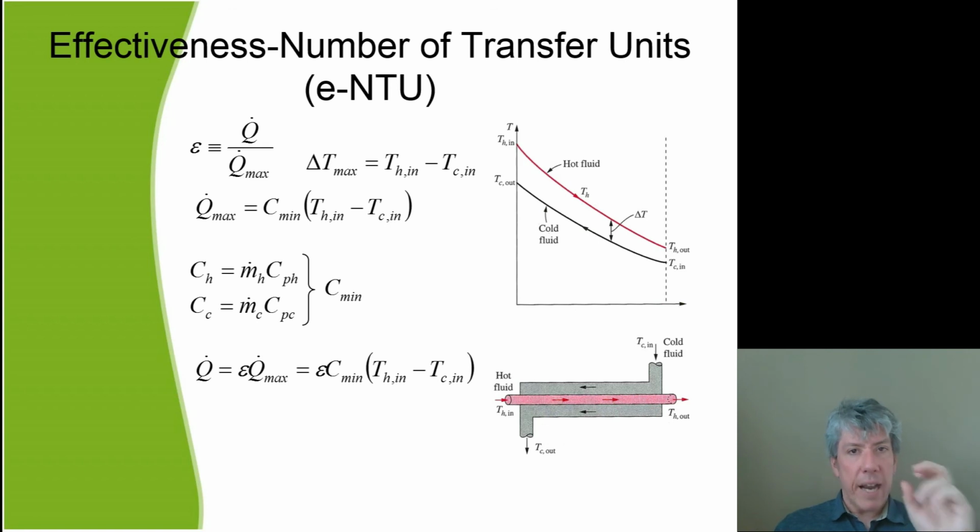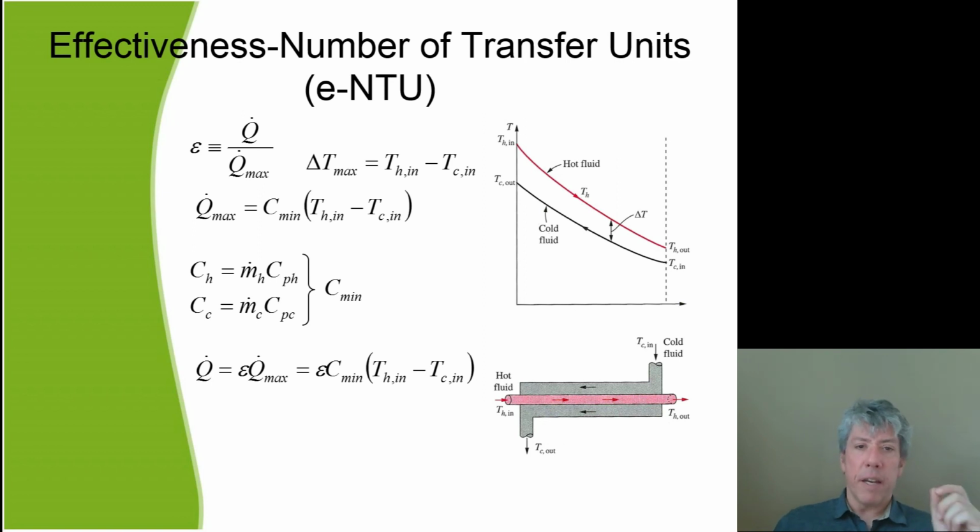We have to calculate both capacity rates, and remember we'll be able to. We know how much mass of the two fluids we want to have flow through. We know the physical properties of these fluids, or we can go measure them. So coming up with the minimum and maximum capacity rates is fairly straightforward.